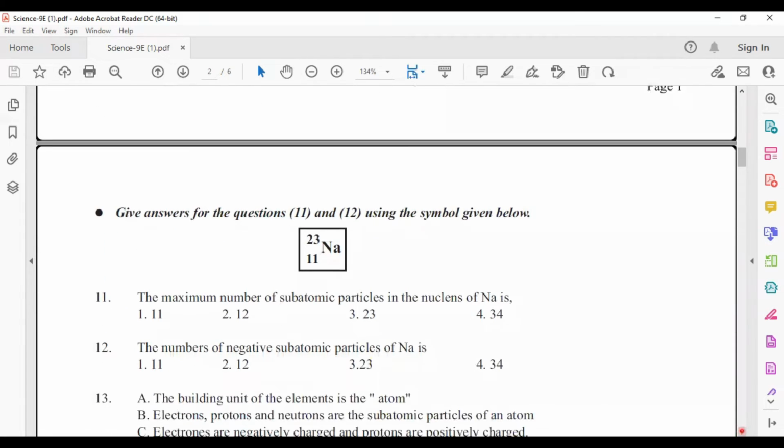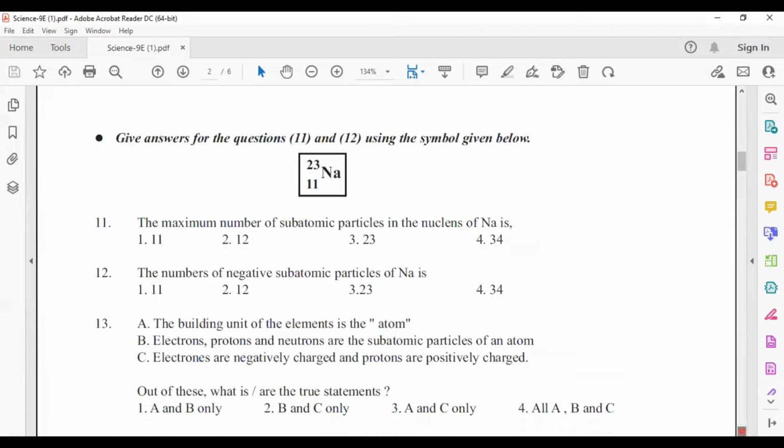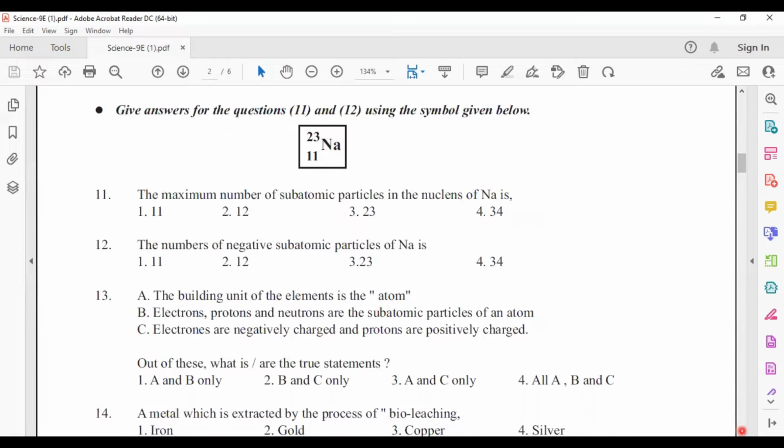The maximum number of subatomic particles in the nucleus of sodium: the maximum number of subatomic particles in the nucleus means the sum of the protons and neutrons. The mass number denotes the sum of the protons and neutrons. Here the mass number is mentioned as 23. So answer number 3, 23 is the correct answer.